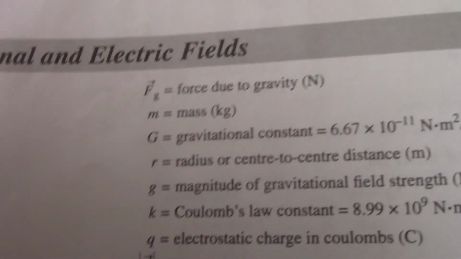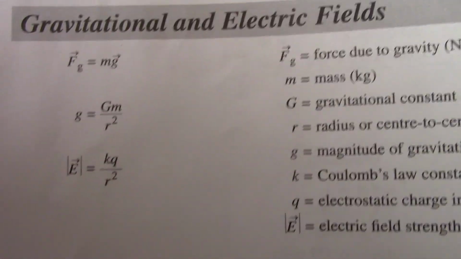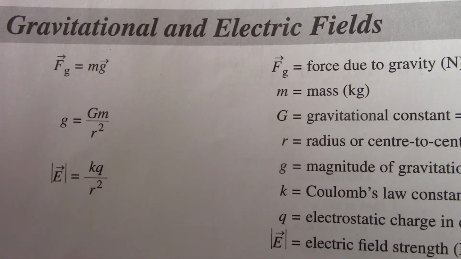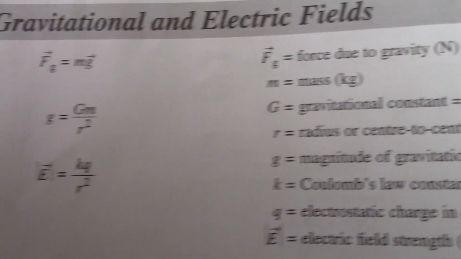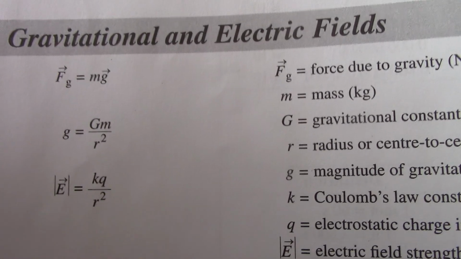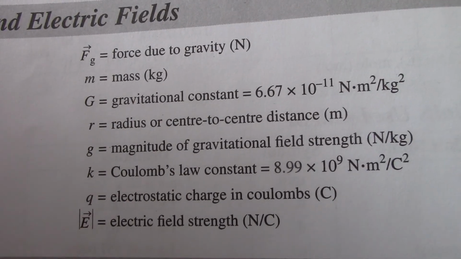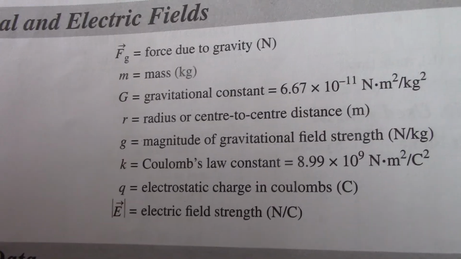In your data booklet, the main equations are on page 2 and page 3 for this unit. You're going to be looking at force of gravity, gravitational field strength, electric field strength, so those three equations here. You've got some constants. I'm going to give you some examples, right?